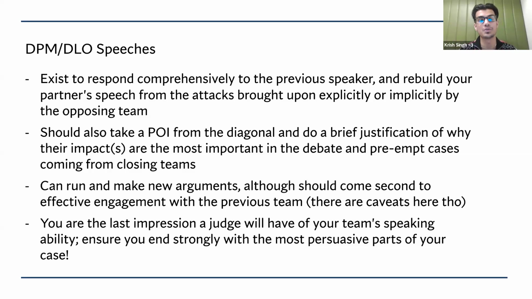DPM and DLO speeches should also be taking a POI from the diagonals I talked about earlier. So if you're opening government, then you're taking a POI from closing opposition. If you're opening opposition, you're taking one from closing government. And do a brief justification of why their impacts are the most important in the debate and preempt cases coming from closing teams. Preempt is basically just a posh way of saying, I've heard your POI. I'm going to try and predict your case based off of that and explain why ours would still be winning and push a burden on you to do X, Y, Z things in order for you to win.